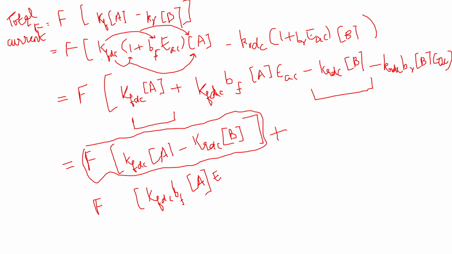Who can tell me what is F into KF DC into A minus KR DC into B? Rate. Yeah, so what is that rate multiplied by F giving? This one. IF DC, I think. Yes, it is IFDC. That is correct. That's what I was looking for.